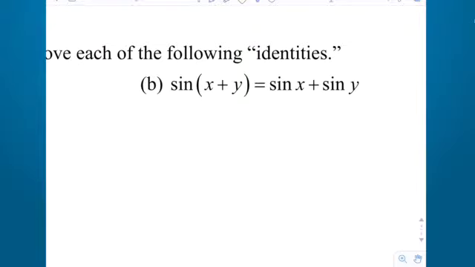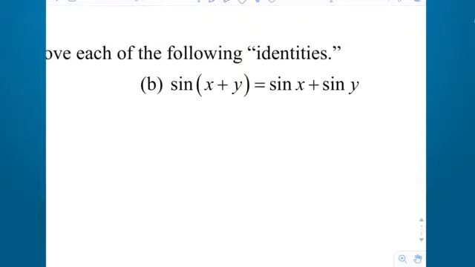Here's one later on that I guarantee at least one of you is going to think is true, even though we're going to prove right now it's not true. Sine of x plus y is equal to sine of x plus sine of y. Not true. What do x and y represent here? Angles or ratios?